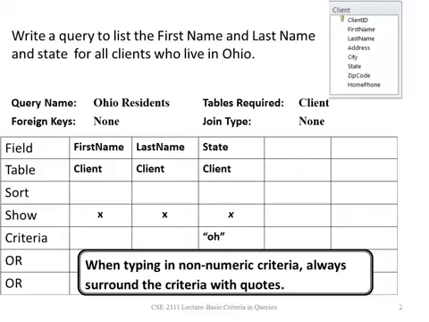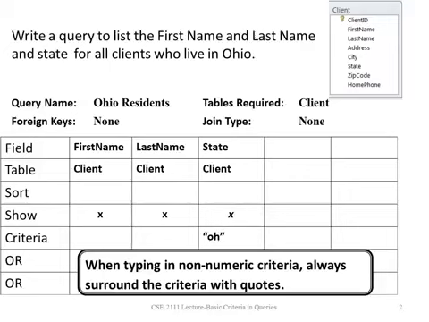Notice the field row. In the field row, we have first name, last name, and state. Those are the fields we want to display in our query, and they're named exactly as you see them in the database. In the table row, we're using the client table, so we specify that under each field. In the show row, we are telling Access when we run the query that we want to display every field.